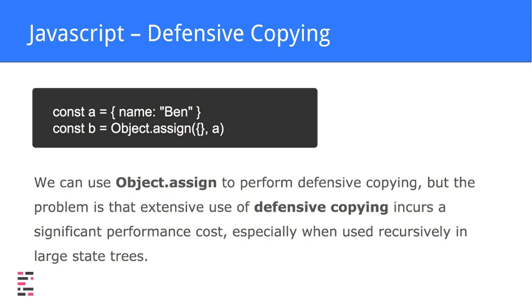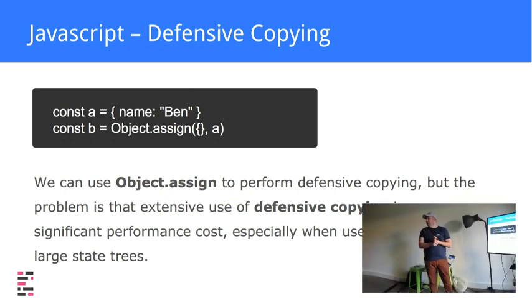Next, we've got another technique called defensive copying, where we use something called Object.assign, which basically makes a completely new copy of the object and leaves the original variable alone.